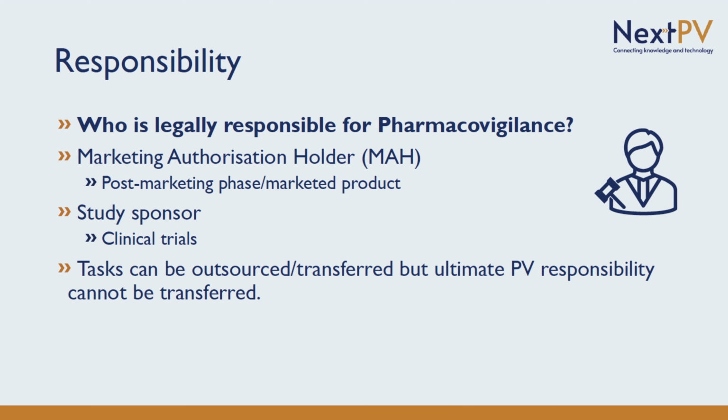Responsibility. The responsibility for pharmacovigilance ultimately lies with the MAH in the post-marketing phase and with the study sponsor during clinical trials. While tasks can be outsourced or transferred, the ultimate responsibility for pharmacovigilance cannot be transferred. This means the MAH must ensure that all safety data are properly managed and reported, regardless of who performs the pharmacovigilance activities.